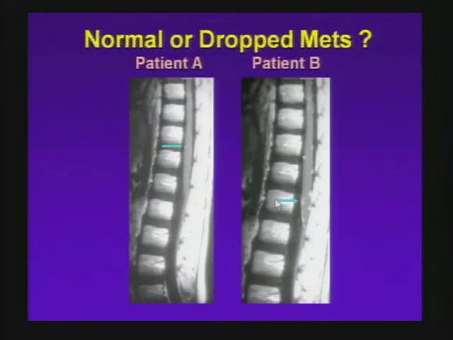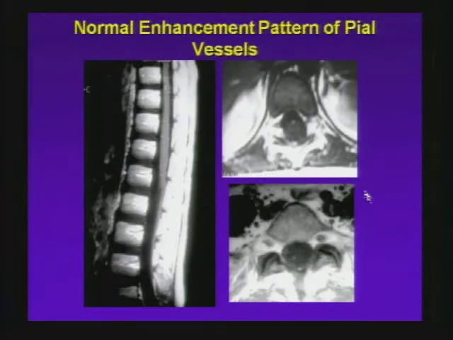And the other thing, if you're not sure, wait 20 minutes, re-image. The pial vessels will wash out because all the gadolinium is intravascular. It goes into the urine, and the metastases will still be there. So again, another clue is that the pial vessels are usually at 12 o'clock, 6 o'clock. The metastases are larger and more random in location.